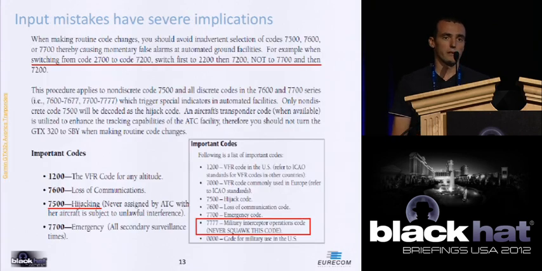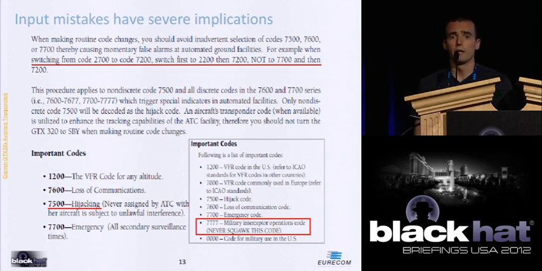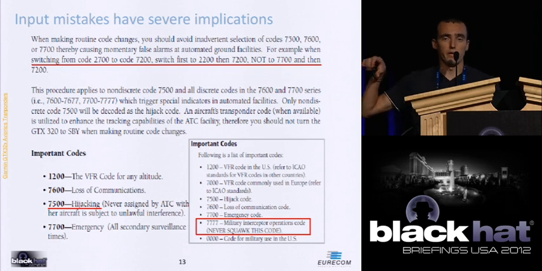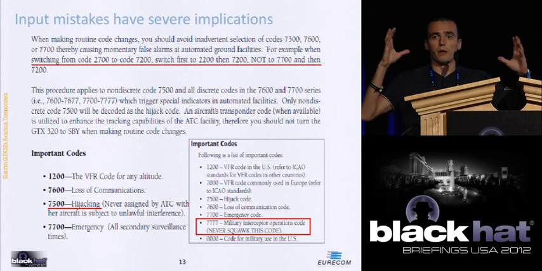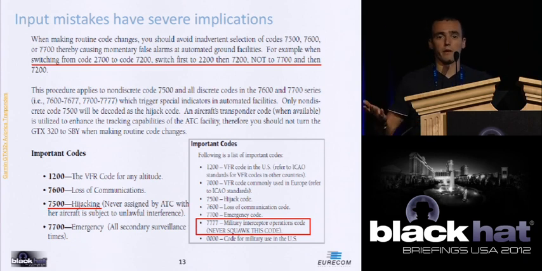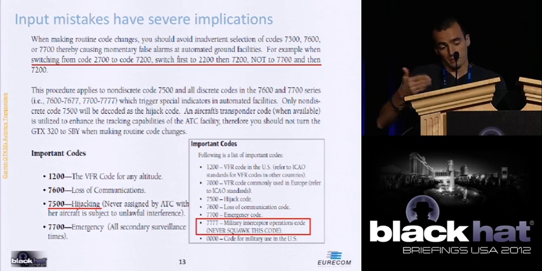Then input mistakes, again intentional or unintentional, can have severe implications, especially in the safety procedures they trigger. As you can see, there is a manual which says that if you squawk the code 777, it's a military interception operation code, and it says in capitals never squawk this code, but they actually allow you. So basically, intentionally or unintentionally, you can squawk this code, and some procedure can be triggered.